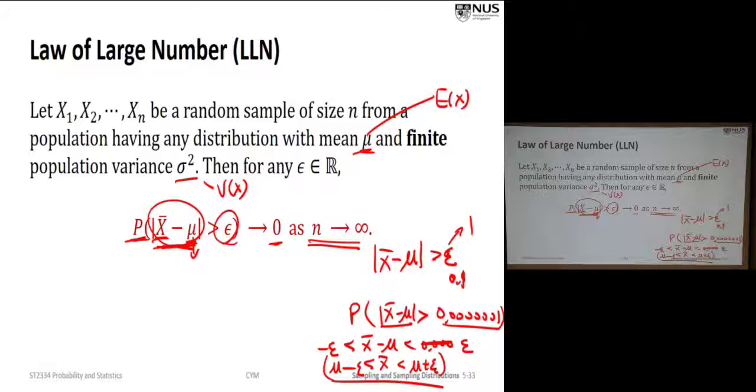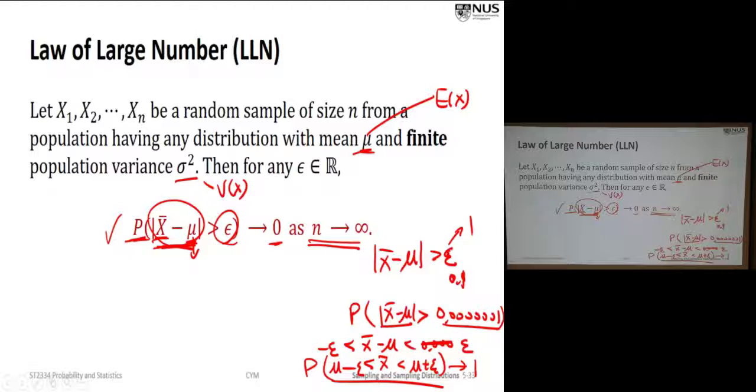Between these two points, mu minus epsilon and mu plus epsilon. If epsilon is very small, then we're looking at a very small interval. And the chance of x within this interval is bigger. If this one is big, then that means the chance that it's outside this interval is very small. That's what this statement is saying. Outside the interval mu minus epsilon and mu plus epsilon is a very small chance. So it's likely that it's very close to mu.